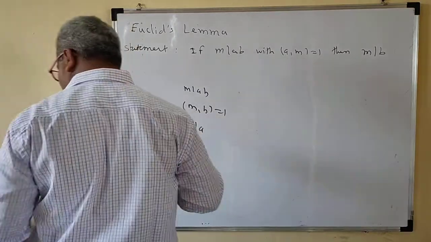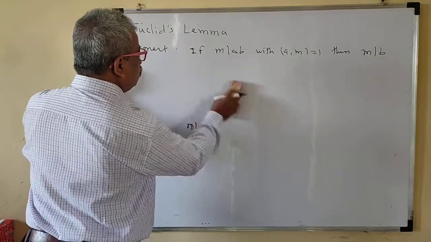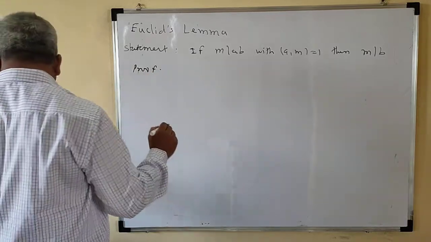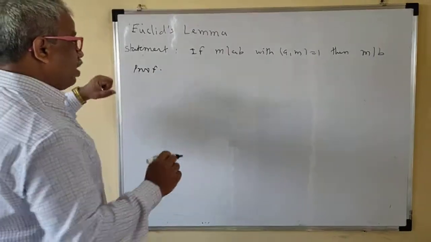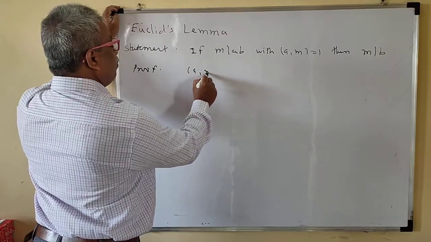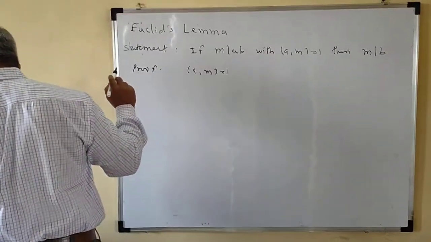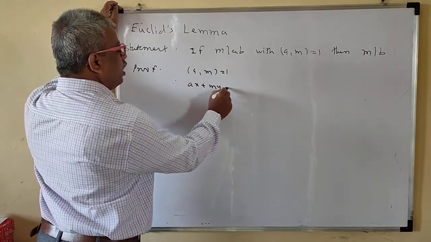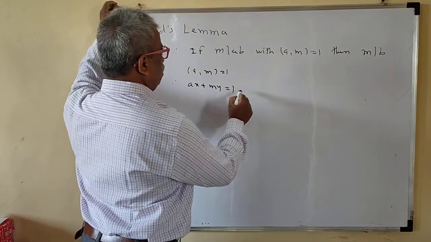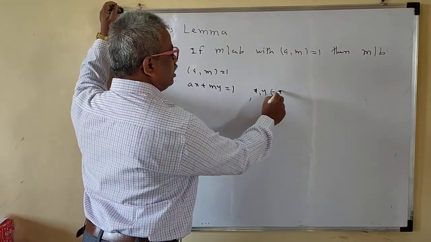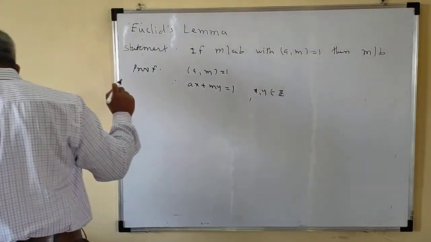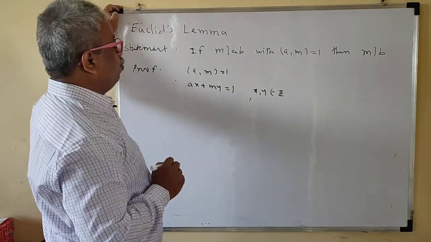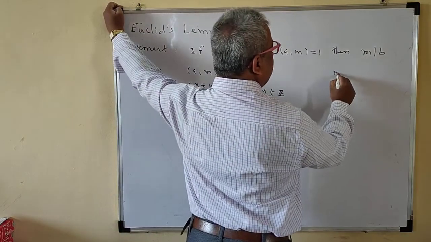So we'll prove this one. What are we given? GCD of A and M is equal to 1. Therefore AX plus MY is equal to 1, where X and Y are integers. What do I have to prove? I have to prove that M divides B.